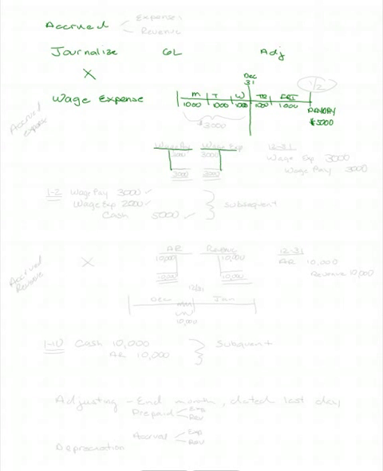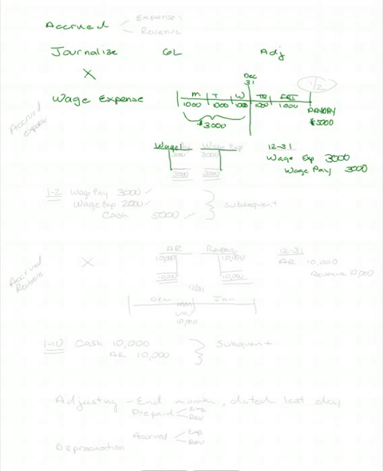Well, I owe you $3,000 worth of wage expense as of the end of December, so I will make an adjusting entry at 12/31 that says wage expense and wages payable. I owe you $3,000, so I will make the entry for that amount. Let's see how that looks.